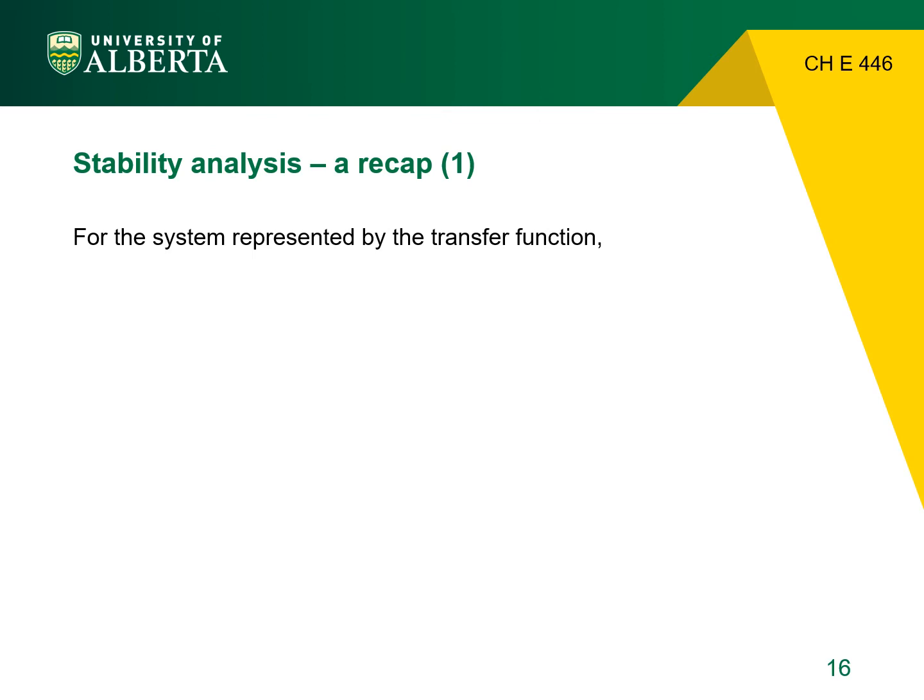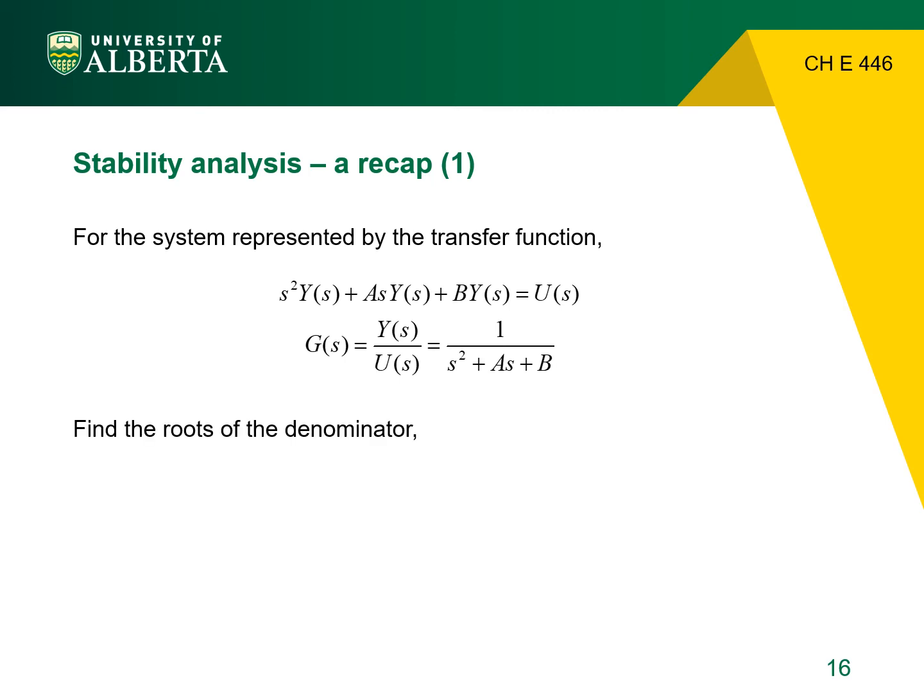Let us first have a quick recap of stability analysis. For the system represented by the transfer function G of s equals 1 over s squared plus a s plus b, the roots of the denominator are also known as the poles of the transfer function, and the nature of these poles determine the stability as well as oscillatory behavior of the system.